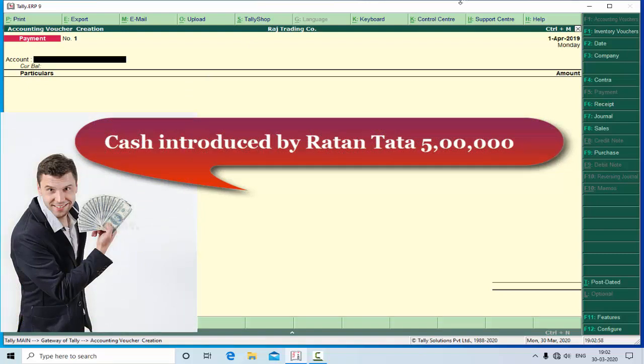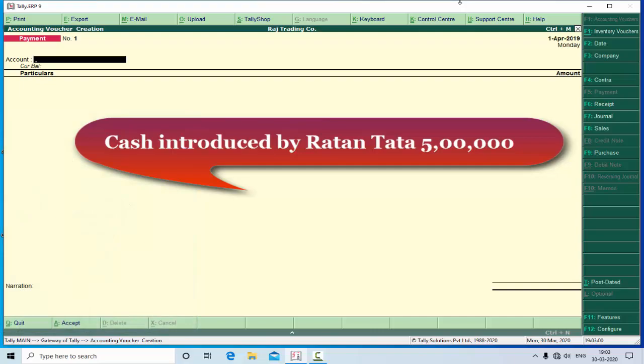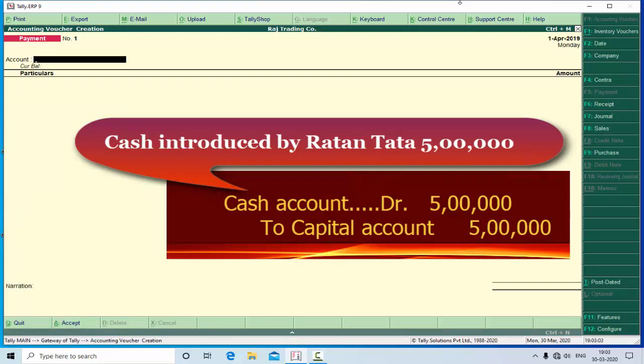We will pass the entry: cash account debit, and Ratan Tata, the businessman, has introduced the capital, so capital account will be credited. This entry will be recorded in the receipt voucher. You know that any cash debited in the accounting or bank account, all those entries are recorded in the receipt voucher. To record the entry in the receipt voucher, press F6 on your keyboard, or you can click on the button F6.